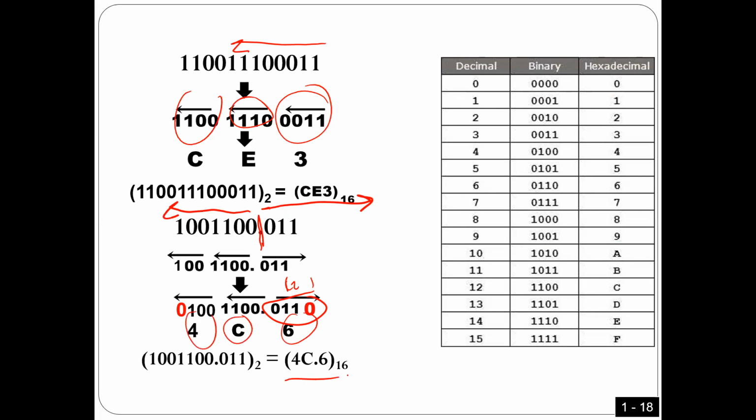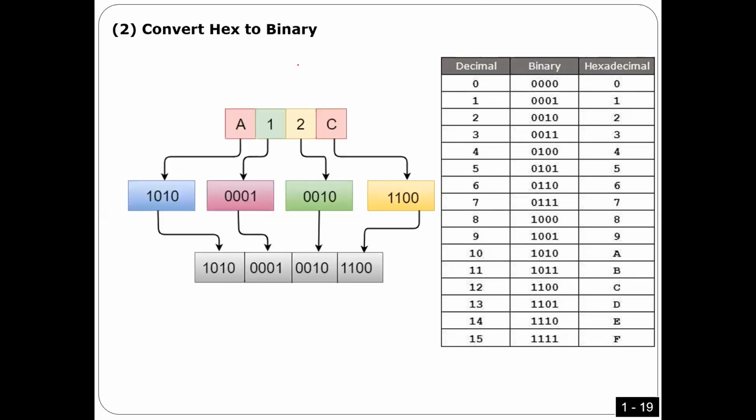That's it. So again, if you have a decimal point and a binary number, you have to go this way to make groups of 4. Then you go the other way to make groups of 4, and every group of 4 you need to represent using only 1 digit.